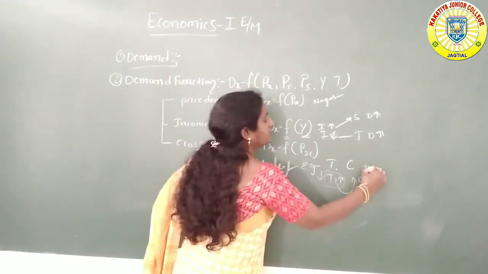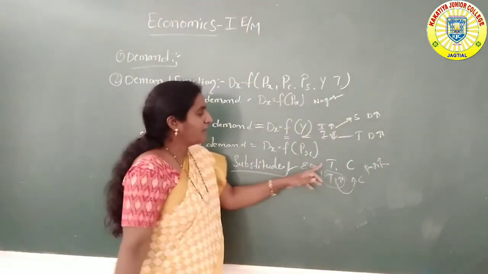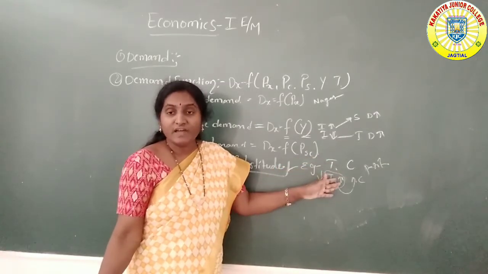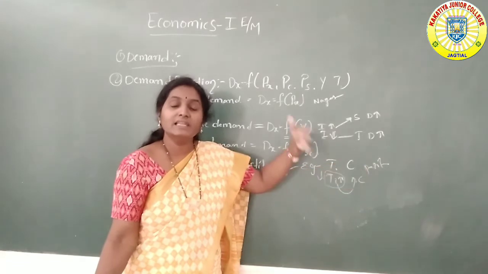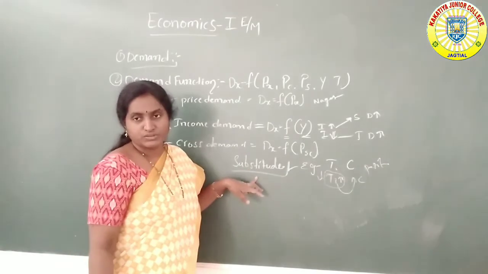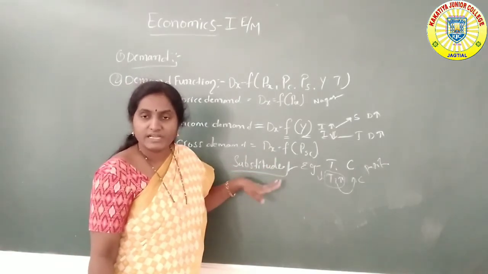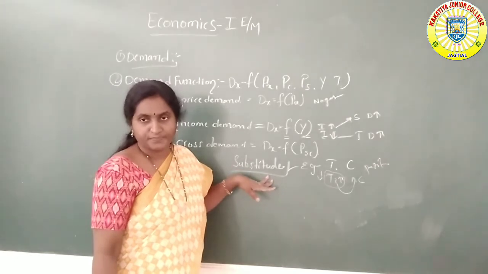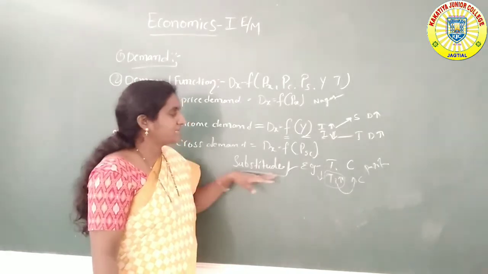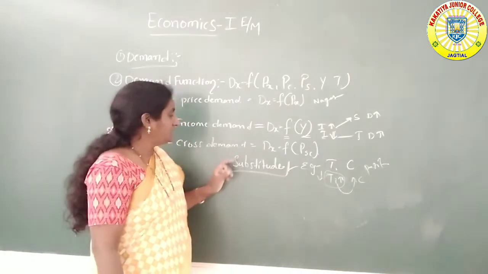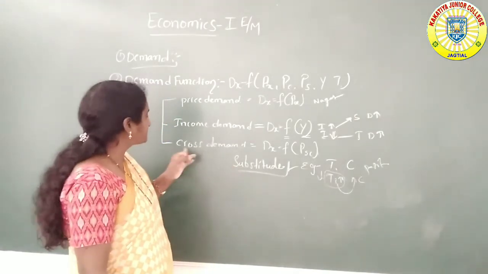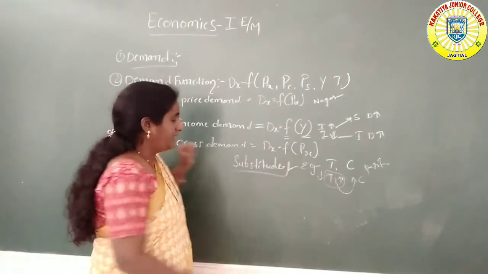Positive relationship means that when one commodity's price level increases in the market, the demand for the related commodity also increases. Okay, so that is substitutes, which means goods that give the same level of satisfaction to the consumer. Two different goods that give the same level of satisfaction to the consumer are known as substitutes. So this is the cross demand. Okay, next, cross demand and complementaries.